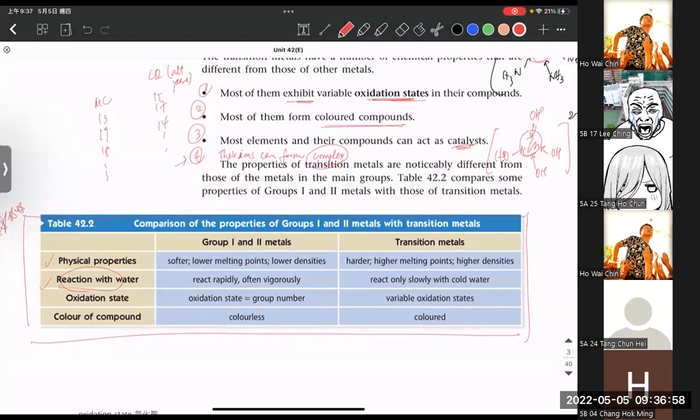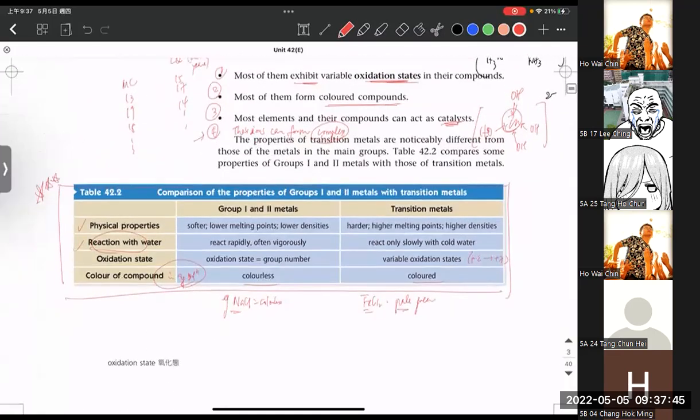You can get those variable oxidation states depending on the nature of the metals. And for the color of the compounds in aqueous solution, colorless for group 1 and group 2, while transition metals are colored. For example, sodium chloride is colorless, right? But if you want to talk about iron(II) chloride, it is pale green. So you know that the ions responsible for having a color are transition metal ions.